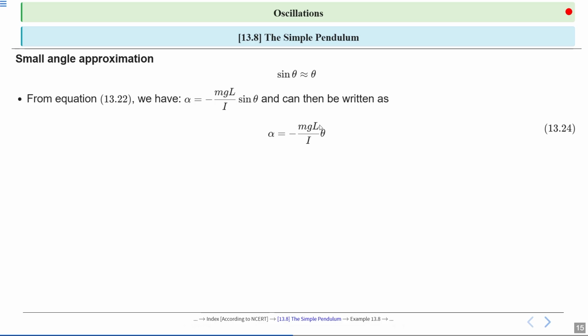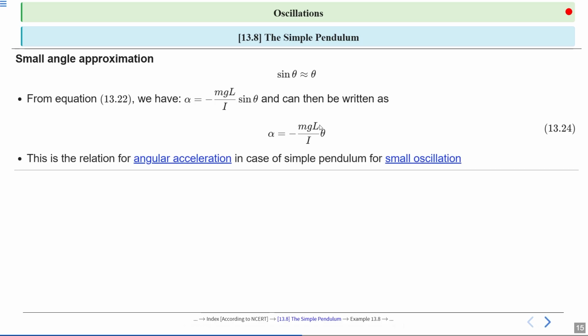So this is very important. This is the relation for angular acceleration in the case of a simple pendulum for small oscillations. It's important to remember that this relationship only holds for small angles, typically less than about 10 degrees.